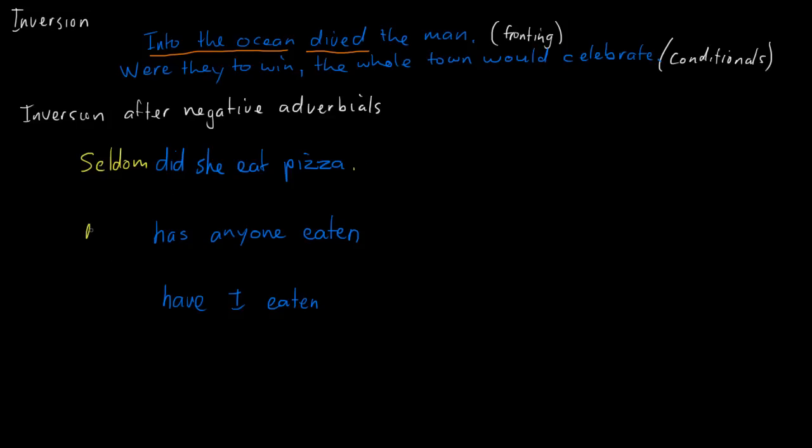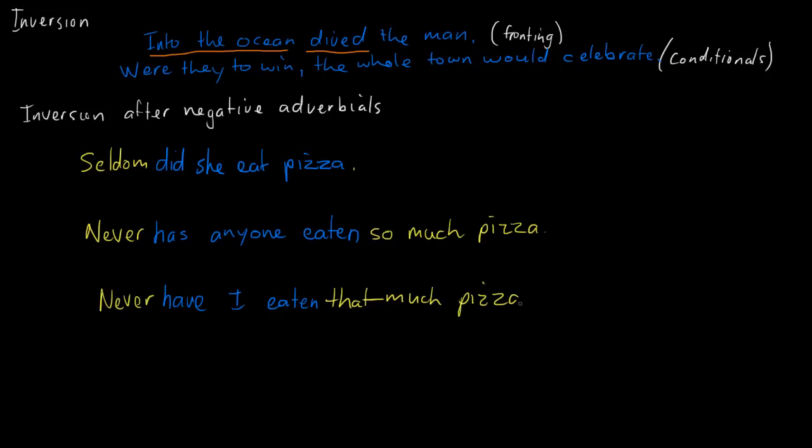Again, let's try the negative adverbial, just never. Never has anyone eaten, and then we could put "so," and then say "so much pizza." And here we could use never again, or never once more. Never have I eaten, and we can maybe say "that much pizza." These two sentences are pretty much the same, except for we have "anyone" and "I," but the "so" and the "that" essentially gives you the same meaning.